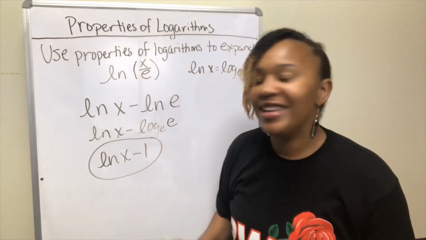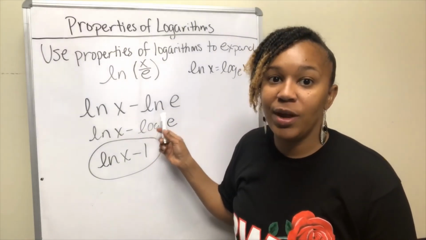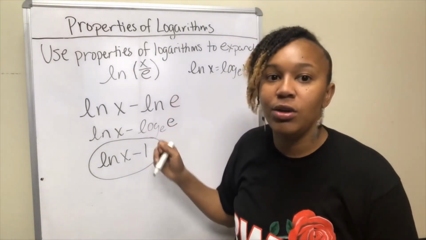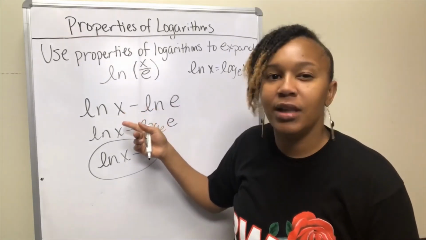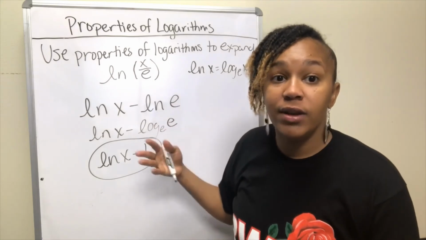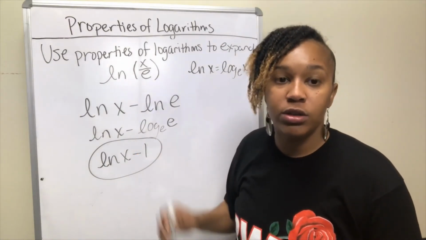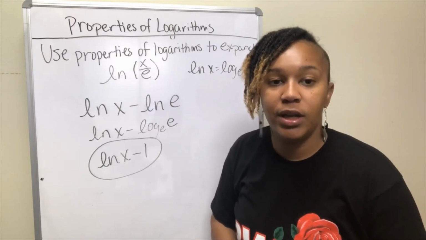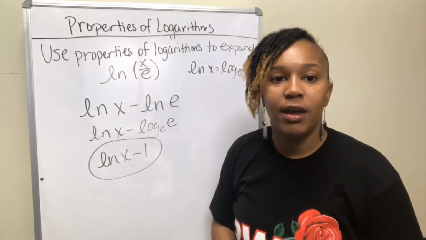Did you get it? Or did you stop here? If you stop here, you're not completely correct because it's not completely simplified. So you have to remember that anytime you have the log of something that's not the log of a number, you have to see if you can evaluate it. So e is actually a number. Remember, that's Euler's number. It represents 2.71828 and some more numbers. So you have to actually evaluate that.